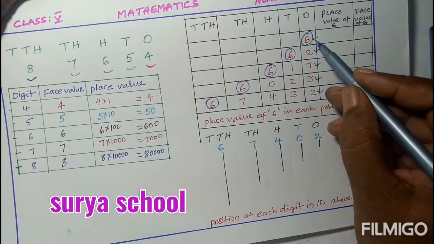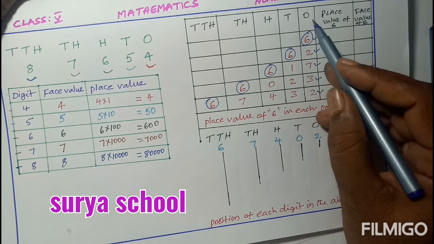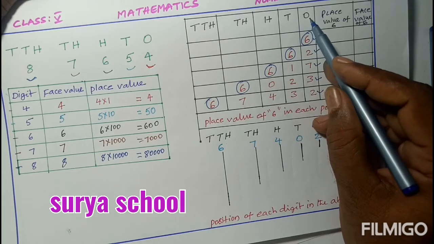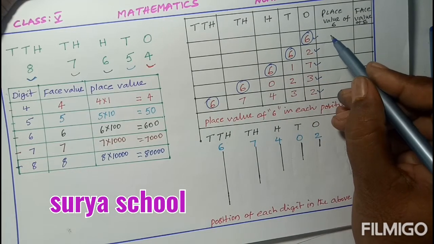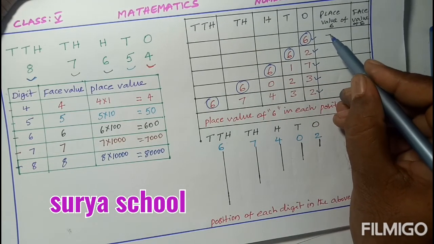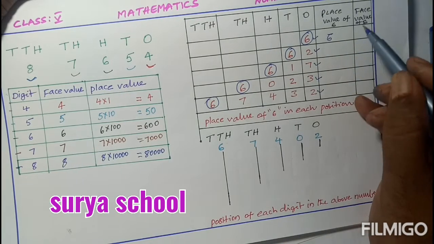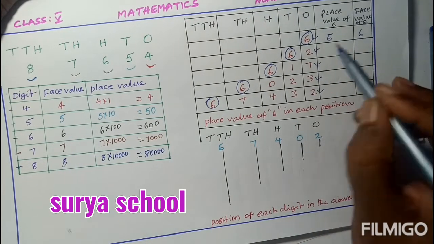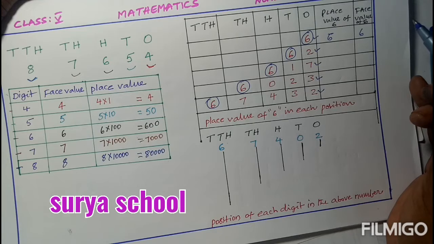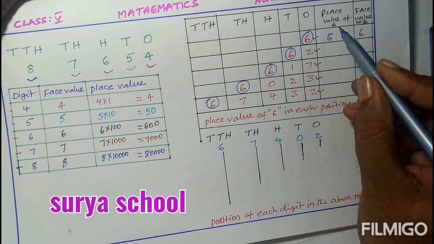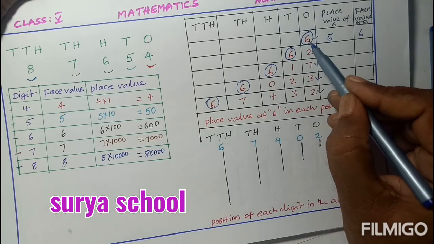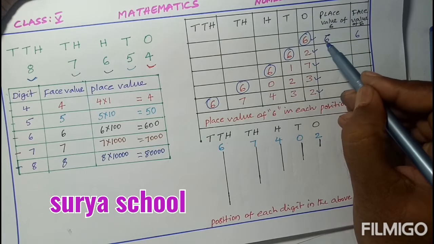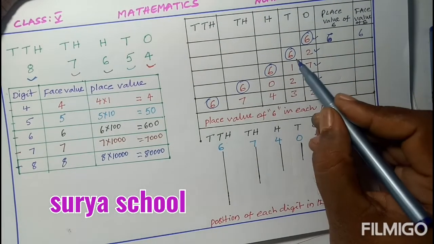In the first number, 6 is in which place? Units place. Units place means its face value is just 6 only. Face value never changes. Place value will change depending upon its position. Units place means we have to multiply 6 with 1. 6 ones are 6.